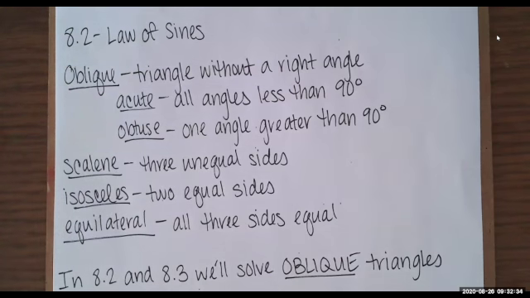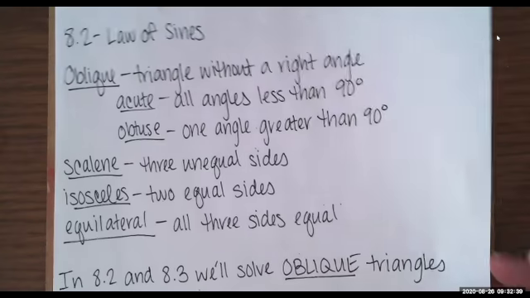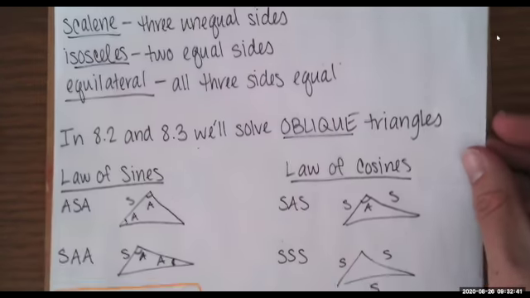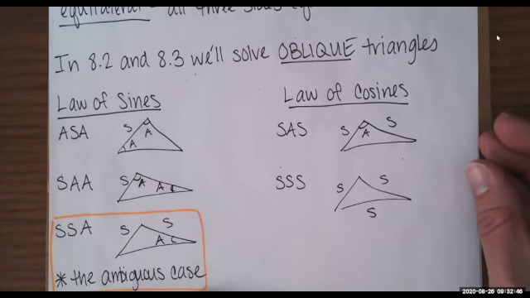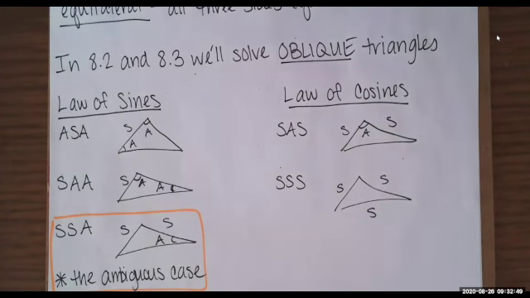As I mentioned, in section 8.2 and 8.3, we're going to solve oblique triangles. We have two different formulas that we're going to use to solve oblique triangles. In section 8.2, we'll use what's called the law of sines. And in section 8.3, we're going to use what's called the law of cosines. Now, I made a table here of when you should use each formula, but I don't think you should memorize these different cases unless you really want to. What I'll do as we're going through these problems is I'll talk you through why you'd be using which formula.